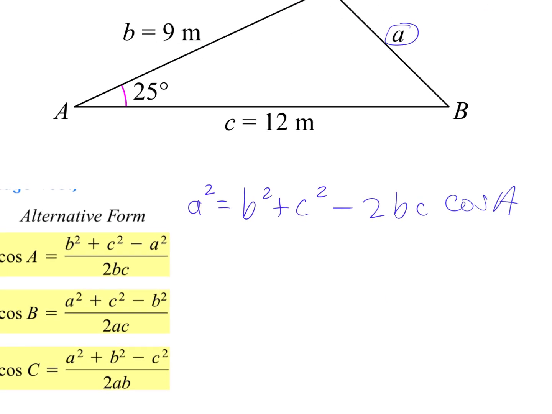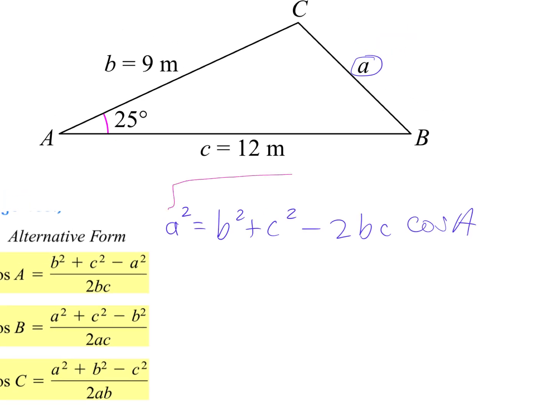Now, again, don't get hung up on the letters. Your triangles are not always going to be A, B, and C. If you notice here, if you're looking for a side length, the side and its corresponding angle are kind of like bookends. If you were finding B, then b squared would be on the outside and cosine of B. But you're just filling in information here. You're going to take the two sides, square them, and add them together. So you have 9 squared plus 12 squared minus 2 times 9 times 12 times the cosine of 25.